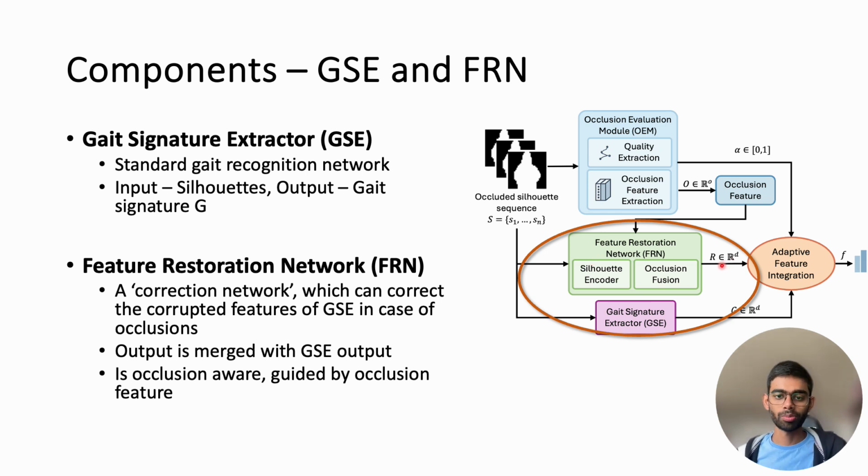Now, this output R is not just conditioned on the input silhouette sequences, it is also conditioned on the occlusion feature. If you recall, the occlusion aware work, the previous work which I described, used the occlusion feature to guide the gait recognition network to make it occlusion aware. We do the same thing here. The feature restoration network is occlusion aware, and it knows where occlusions are present and what kind of occlusions are present, and we hope that would help it give a better corrective feature for the GSE. So these are the two components.